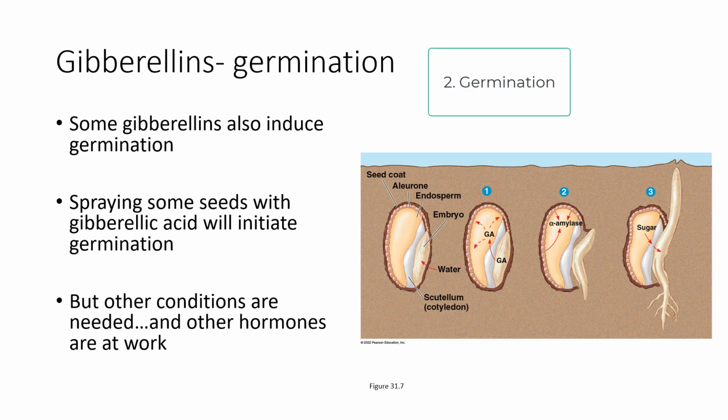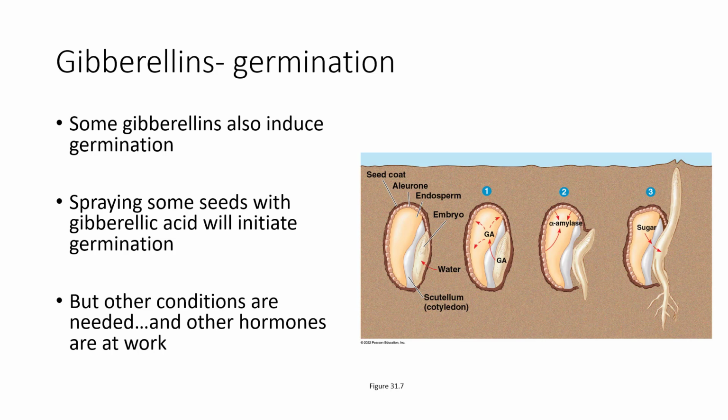Gibberellins also induce germination. They start the germination and allow the root and shoot to come out of the seed. Spraying certain species of plants with gibberellic acid actually causes the seeds to germinate. This is a little gardener's trick if you're trying to grow things indoors and it's not the right season. Just spray them with gibberellic acid and some of them will germinate. Another trick is you can actually use liquid smoke to cause other ones to germinate. And this hints that there are other conditions at work here, and there are other hormones at work.